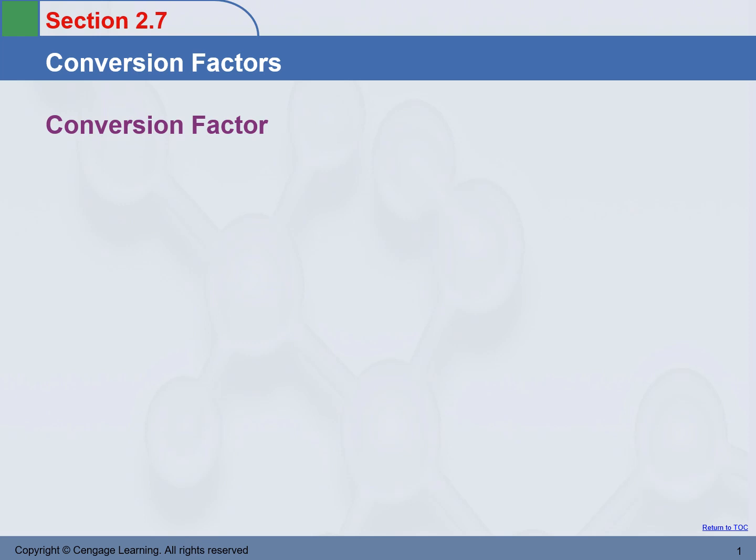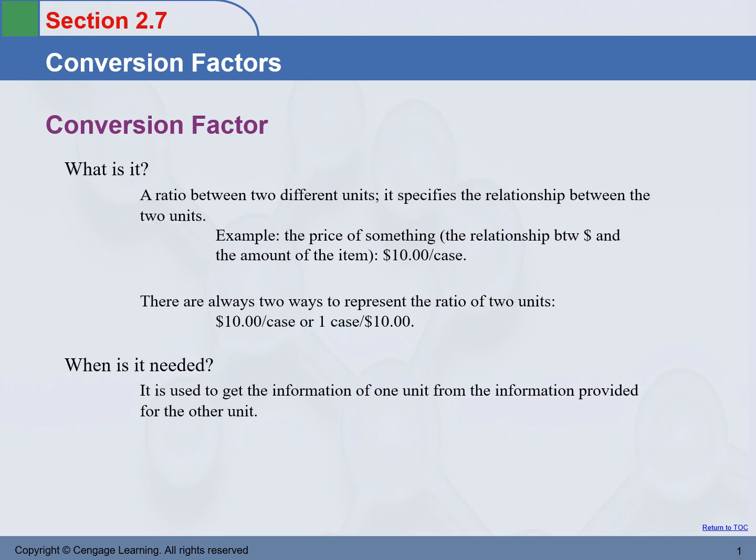But before we dive into dimensional analysis, let's introduce a new concept that is called conversion factor. A conversion factor is just a ratio between two different units. This ratio specifies the relationship between the two units, how they are related to each other. For example, the price of something, the price tag, is always a conversion factor. Here the example is $10 per case of something.